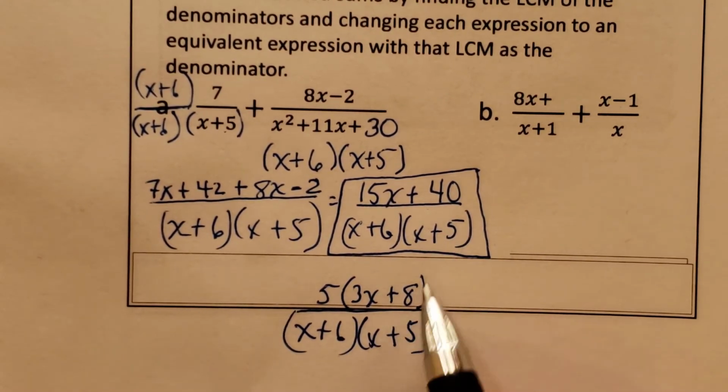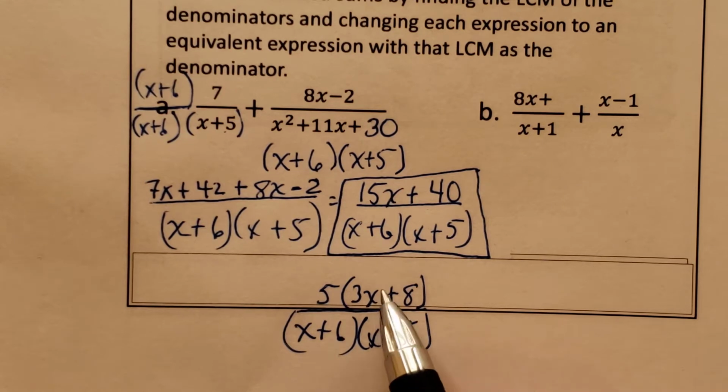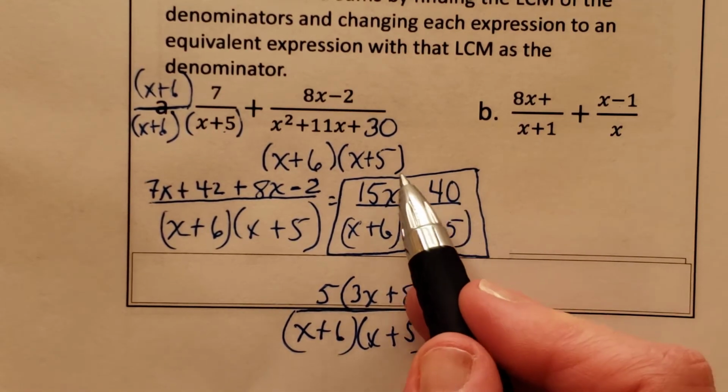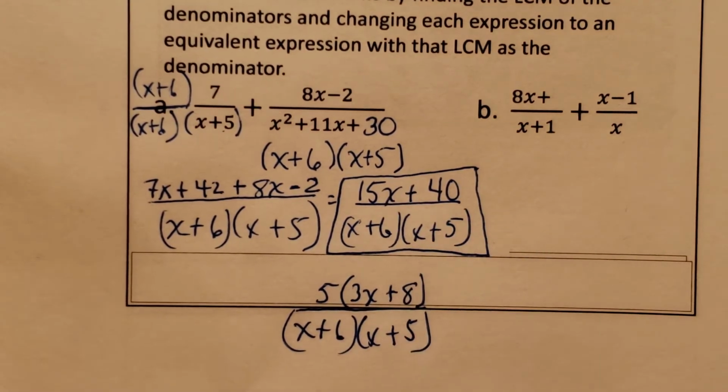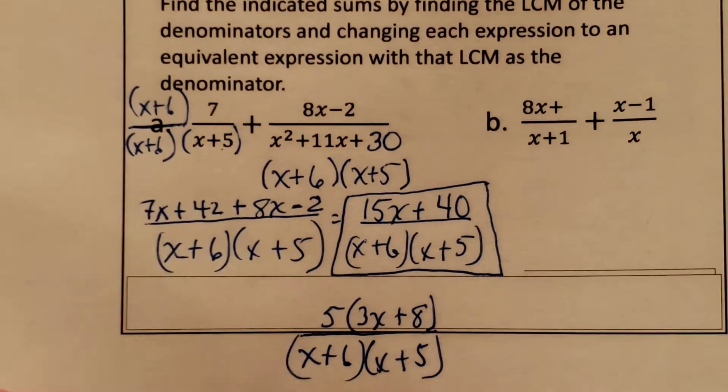So since these are equivalent, nothing factors, I could put this answer in Hawks or on my test and I would get full credit. Or I could put this answer in Hawks or on my test and I would also get full credit. All right, letter B.